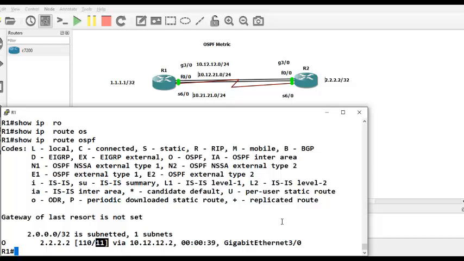Any question on what you learned today about the Ospf metric? Yes.